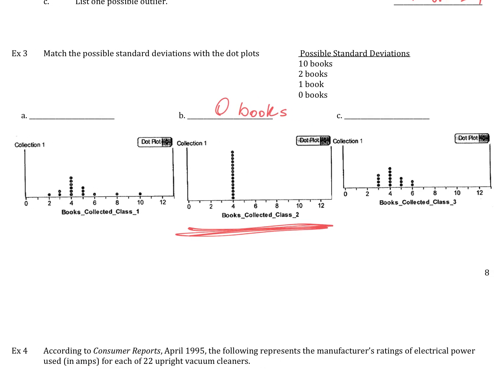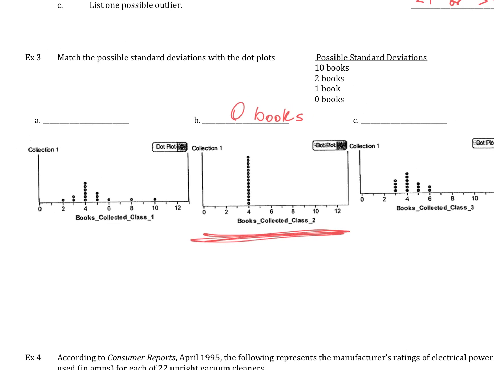The next one I'm going to look at is 10. And that tells me that there's going to be a greater range of books for this one. So I know that has to go with graph A. Because 1 book and 2 books of standard deviation tell me the graphs are going to be very similar to each other, and graph A and C are not very similar to each other. You can tell there are some outliers, at least one outlier here.